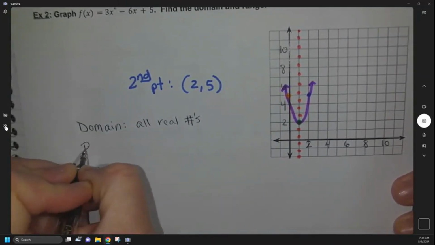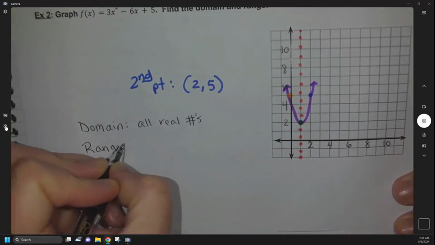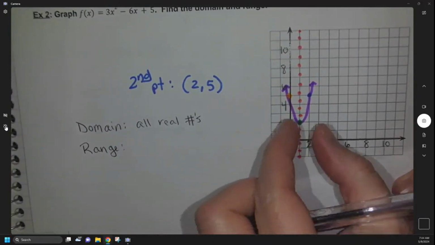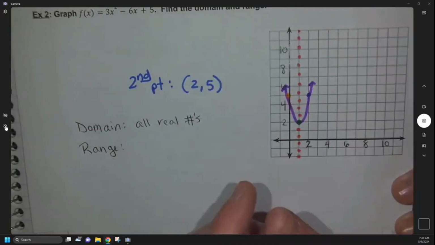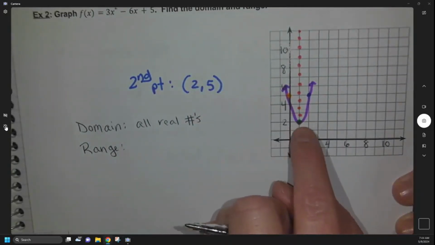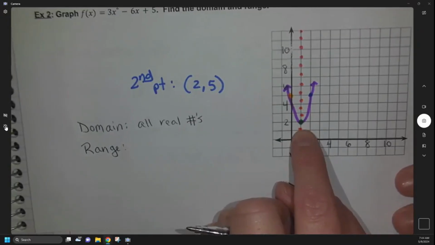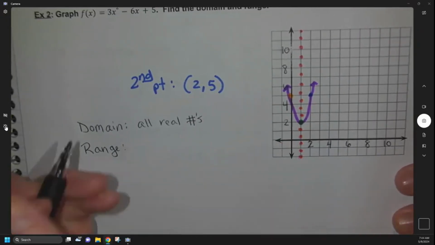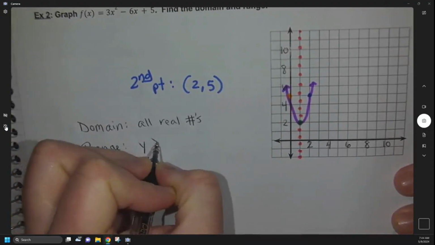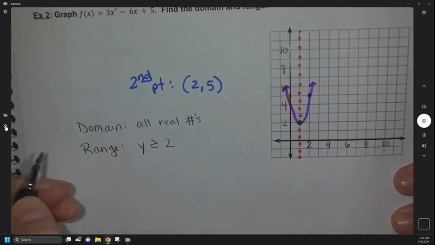Our range, remember, it's those y values. So the range, if you think about it, I can go as high as I want to, high to infinity, but I can't get any values that are less than this vertex point here. So I know that my range is the y values that are greater than or equal to positive 2.